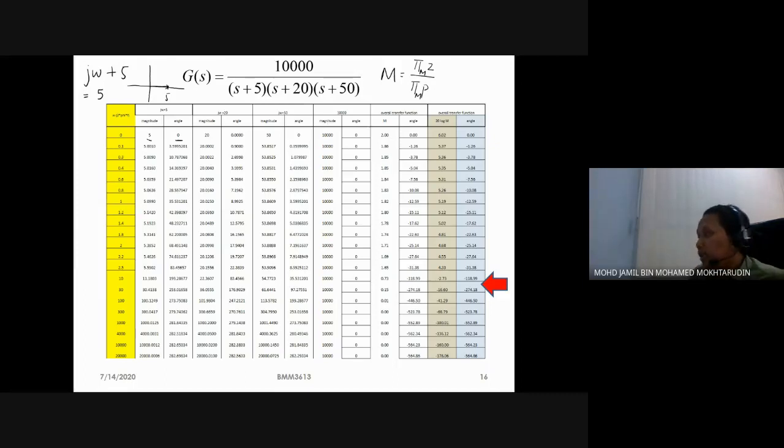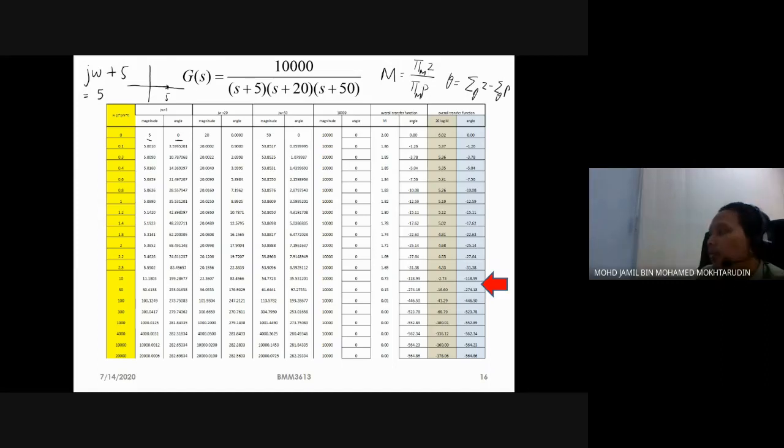And then for angle, basically you use the formula: summation of angle at zeros minus summation of angle at poles. So this formula is the same as the one in root locus. Okay, so you sum the angle at zero, which is 0, minus angle at poles. So 0, 0, and 0. So you get 0 angle.